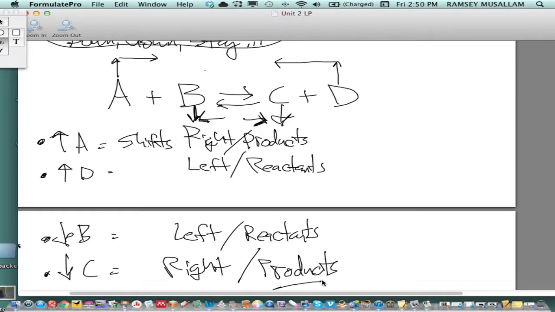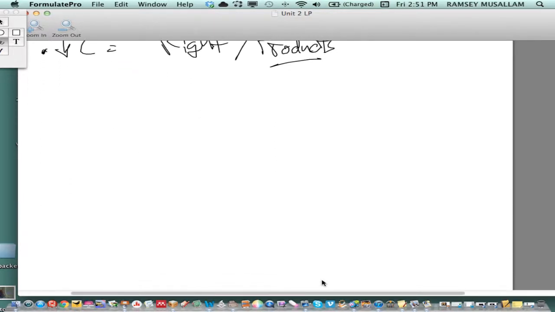You're going to go head to tail. If the arrow is going down, you're going to go head to head. Down, head to head. Up, head to tail. So let me show you an actual reaction on this so you guys can figure it out.